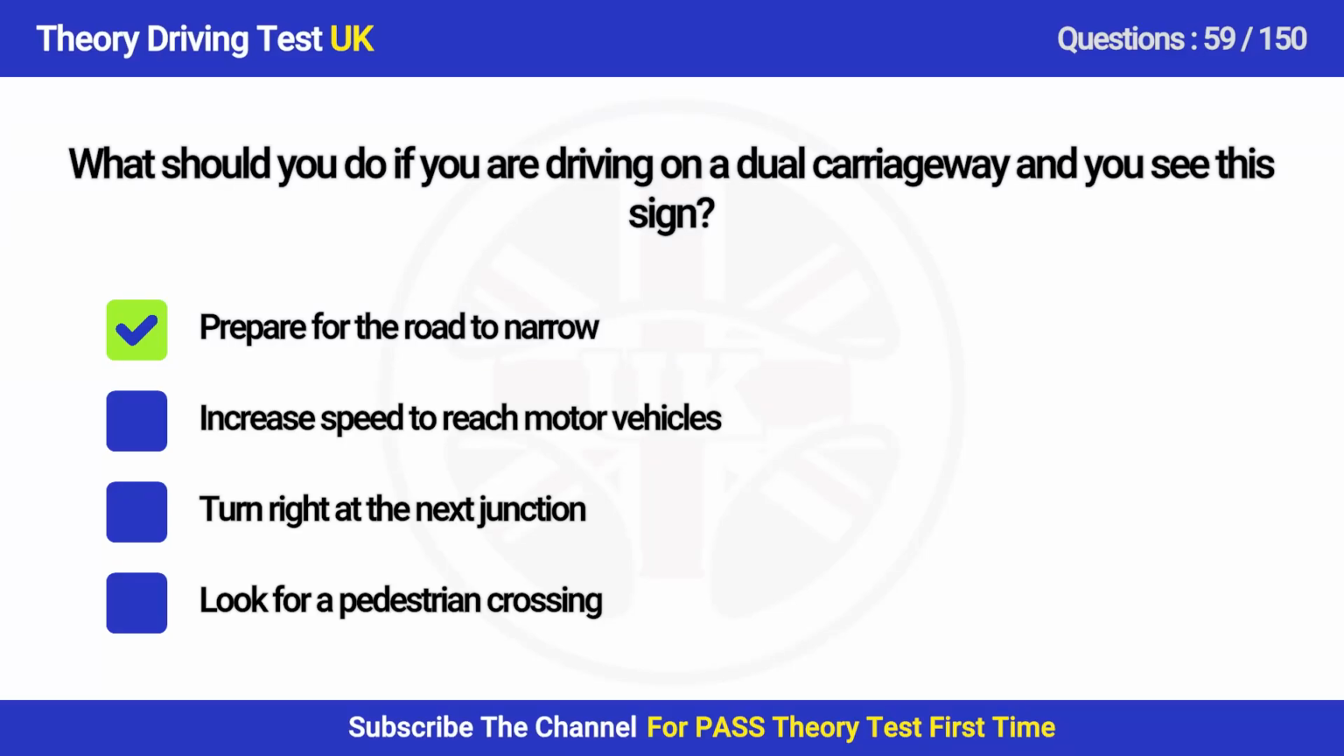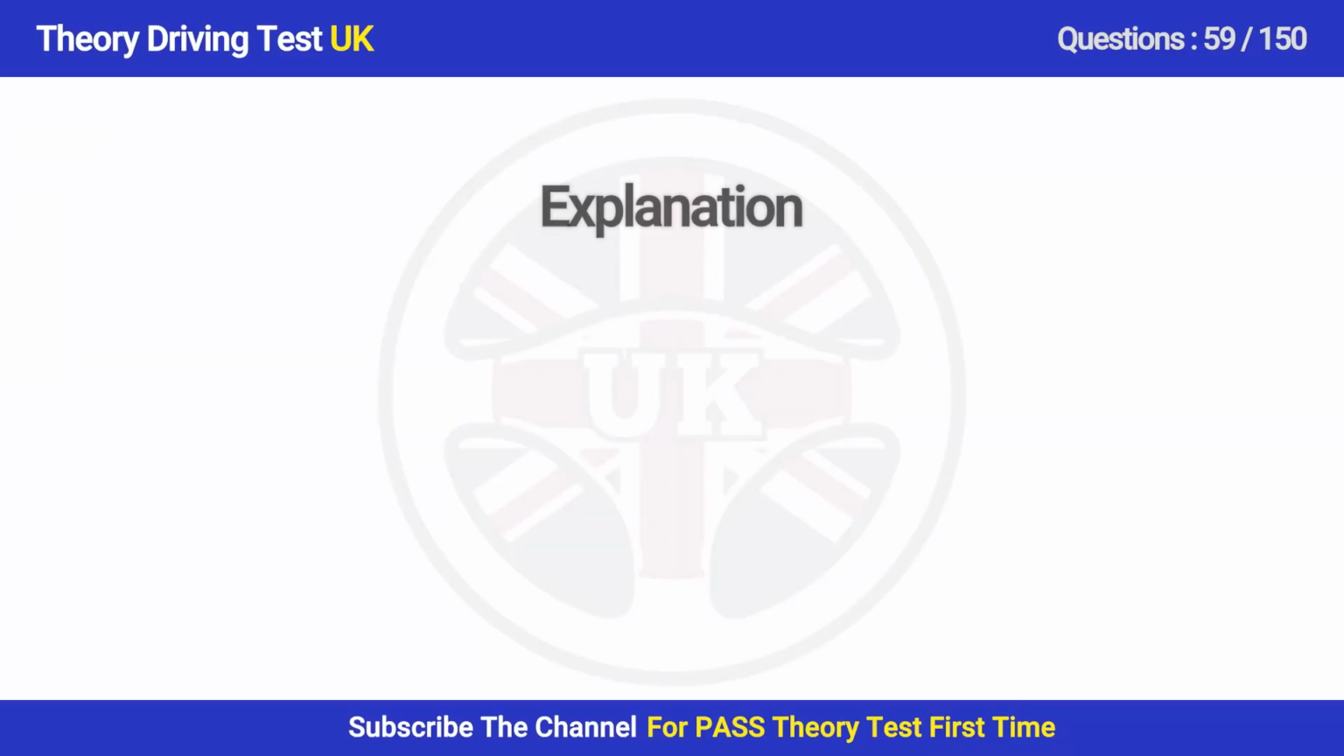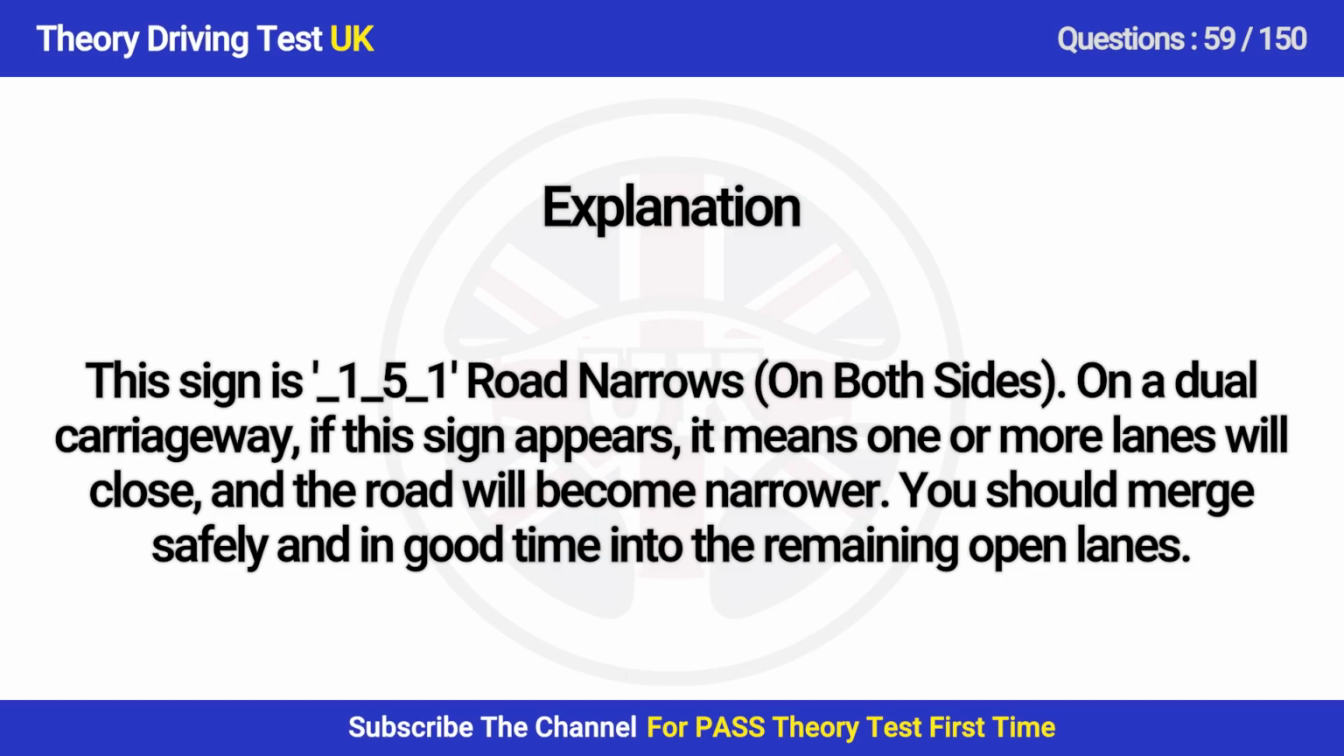Answer is A, prepare for the road to narrow. This sign is road narrows on both sides. On a dual carriageway, if this sign appears, it means one or more lanes will close, and the road will become narrower. You should merge safely and in good time into the remaining open lanes.